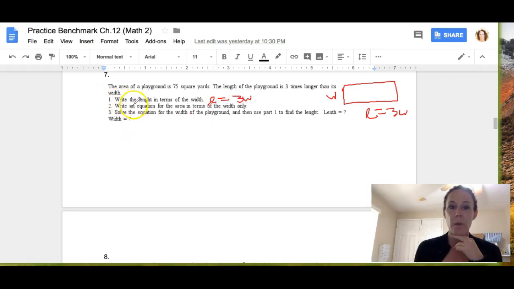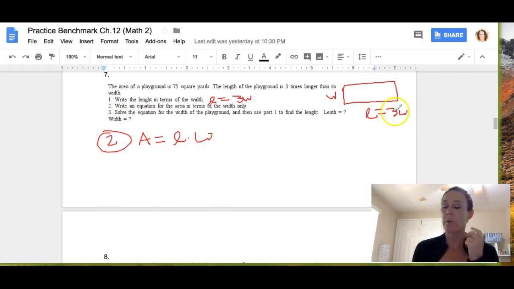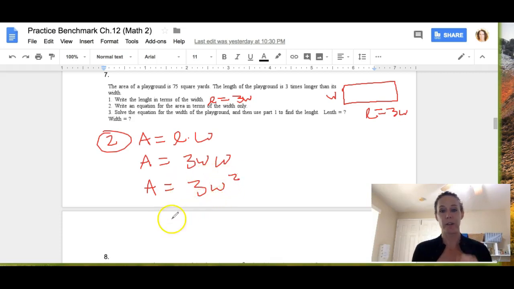All right. Write an equation for the area in terms of the width only. So we know area is length times width. We want an equation, so this is for part 2. We want to create an equation in terms of the width only. I can't have 2 variables. So I know the length is 3w. So write it in terms of width only. For the length, I write 3w. And for the width, I write w. So 3w times w, or even better, 3w squared. Now you see your quadratic forming.